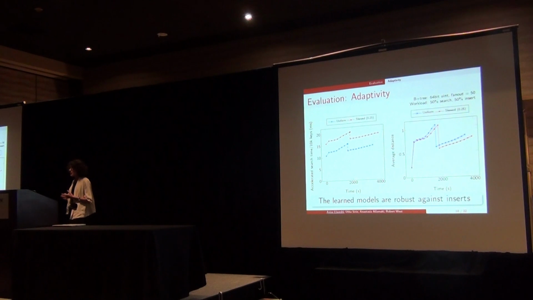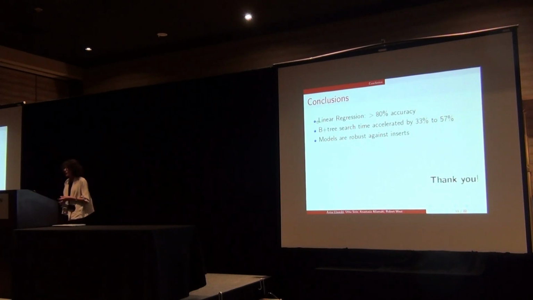So overall, we saw how the learned models are very robust against inserts, because as we saw, it needs a lot of inserts in order for the accuracy of the models to deteriorate. In addition, we also saw how the retraining takes a very small amount of time. And lastly, we saw how linear regression has very high accuracy, more than 80% accuracy in predicting the correct leaf node numbers where a key resides.